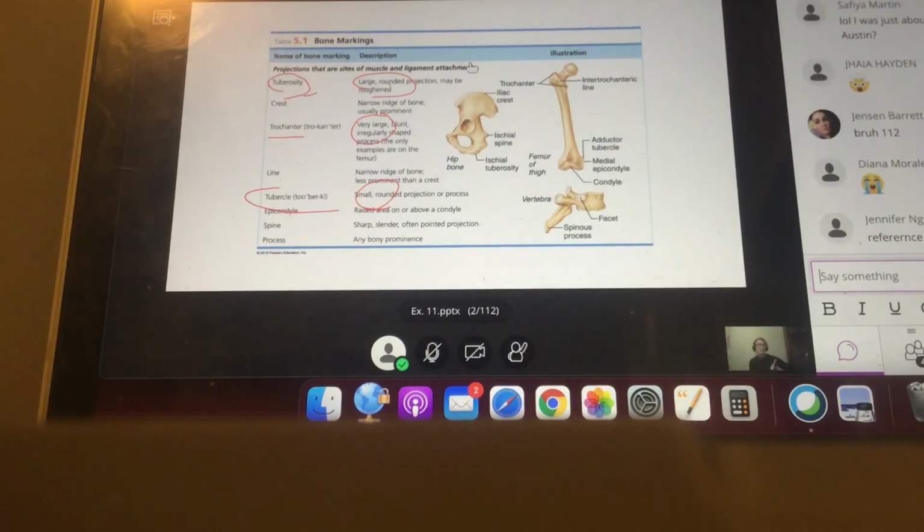Again, literally, if you've got the textbook, open it. If not, just open Google and search bone markings chart, whatever, and just reference it, okay? So again, don't memorize, okay, guys? So again, those are some projections here. Tuberosity, trochanter, tubercle.